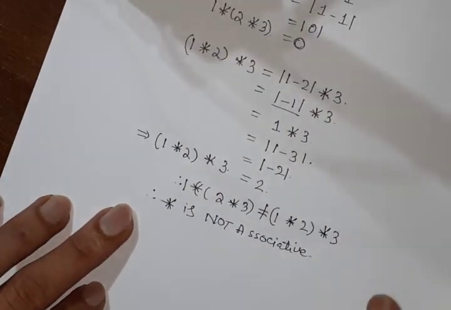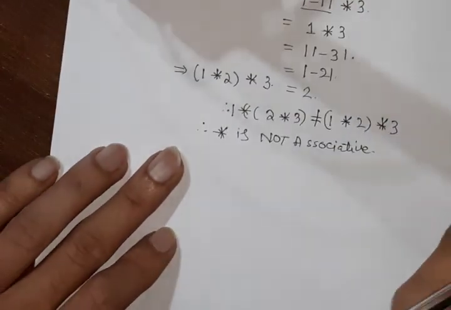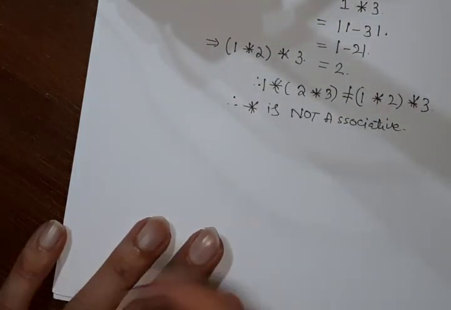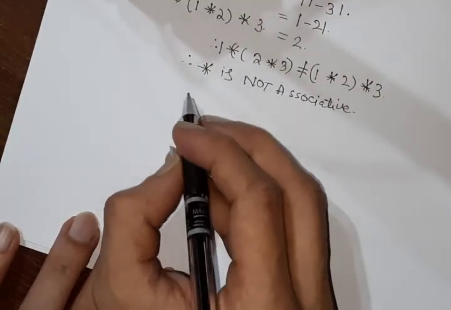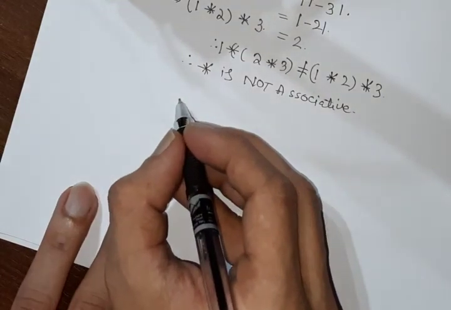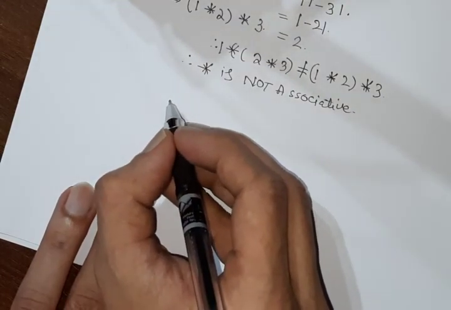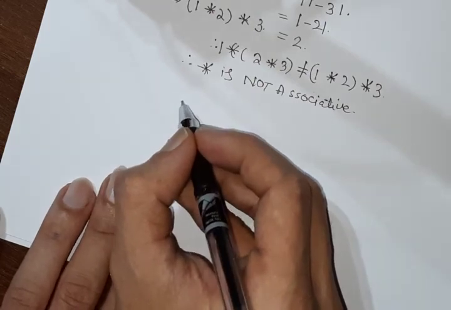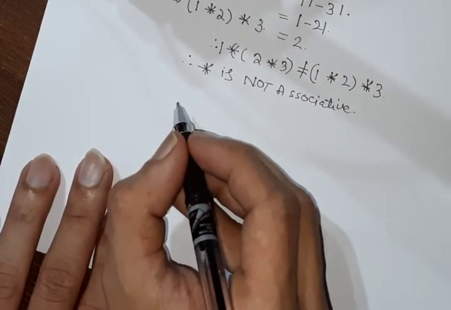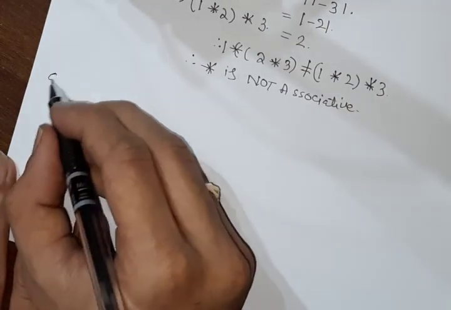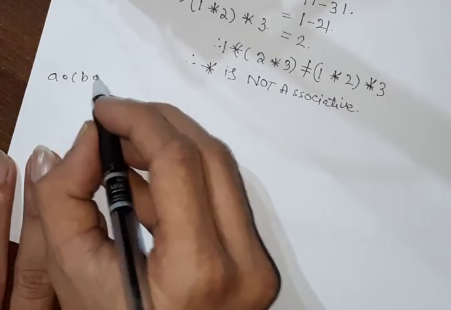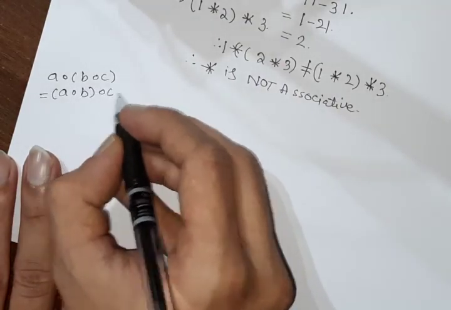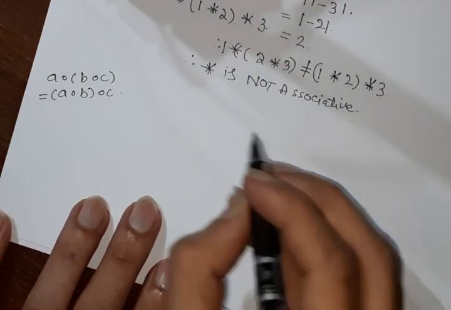Okay, so that is the first part. Now we have to prove that O is associative but not commutative. So to prove that O is associative, you have to prove that A O (B O C) is equal to (A O B) O C. This you have to prove.